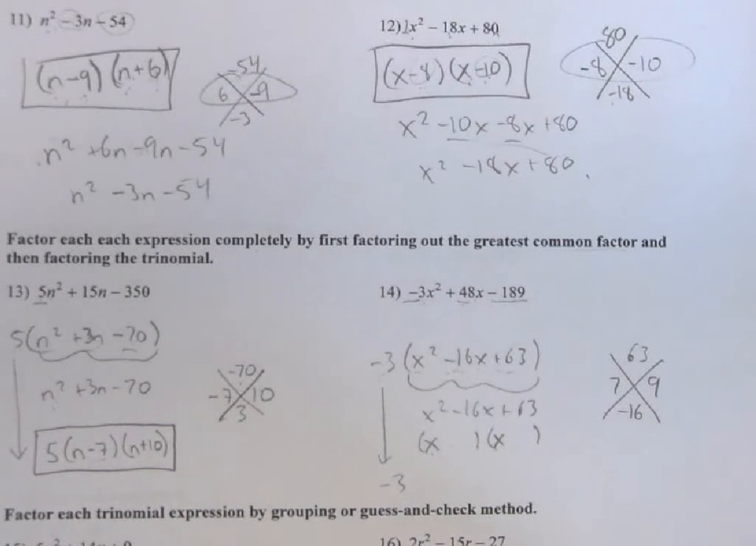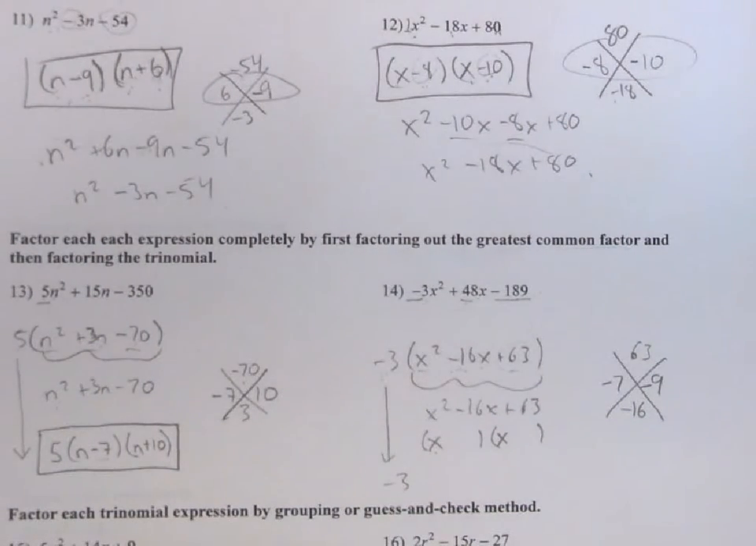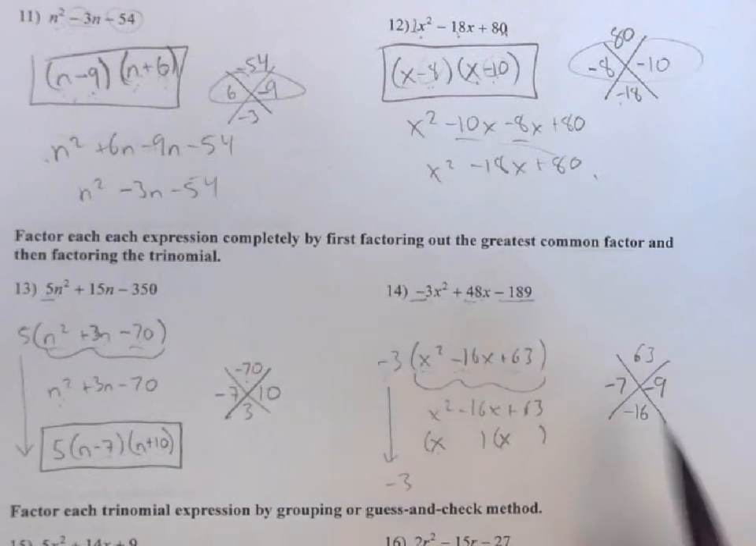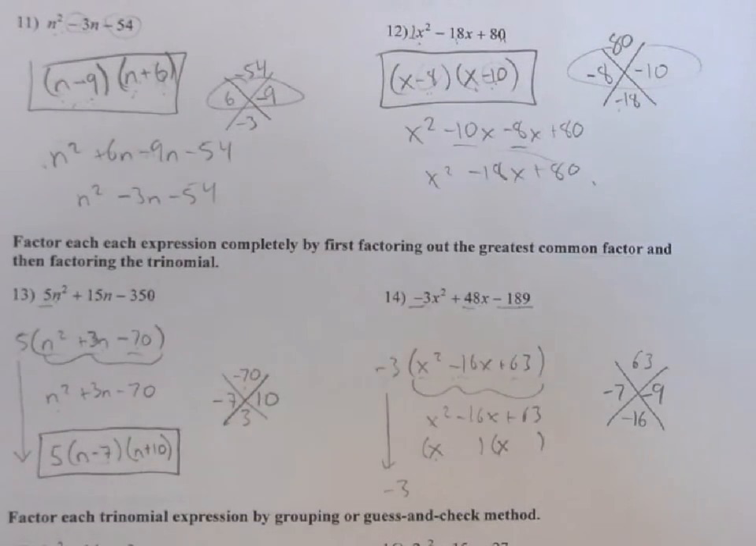I want a -16. So the only way I can get a -16 with combining and a positive 63 with multiplying is that I have to make these both negative. Right, -7 times -9 will give me a positive 63, and will combine to a -16. So those are the numbers that I need inside my parentheses.